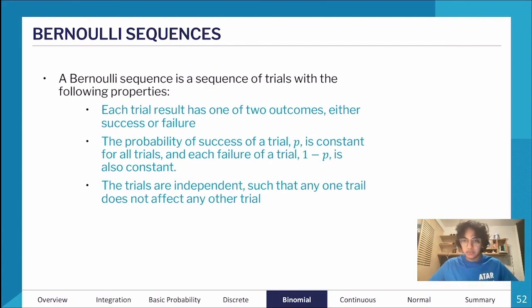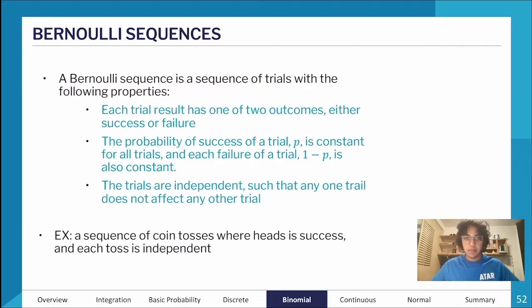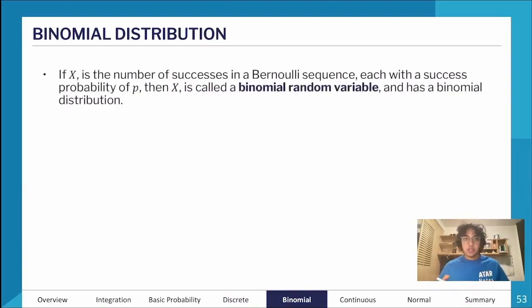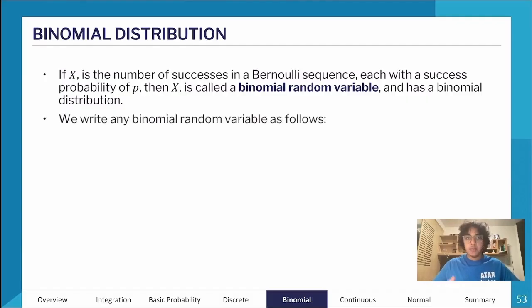This is quite a lot of conditions to meet, but they're nice conditions to have because they let us put in place a pattern more or less. Like I said, a sequence of coin tosses, each head is a success, and each toss is independent, right? So multiple Bernoulli sequences allow us to build what's known as a binomial distribution. So if x is the number of successes in a Bernoulli sequence, with a fixed probability of success p, then we call that sequence a binomial random variable. Binomial, again, meaning two possible outcomes. And a binomial random variable will have a binomial distribution.